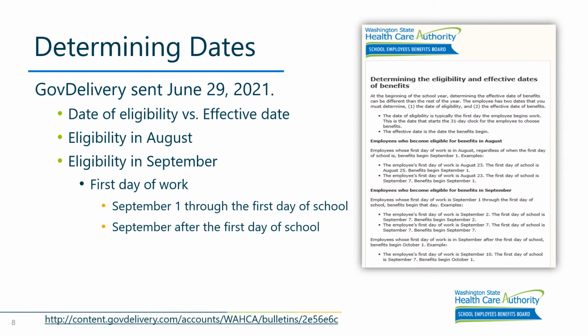So there was a Gov Delivery that was sent last year on June 29th, 2021. And it talks about determining the date of eligibility versus the effective date.